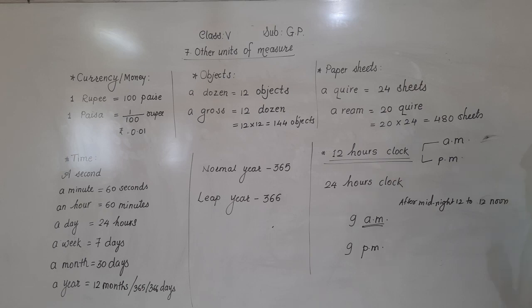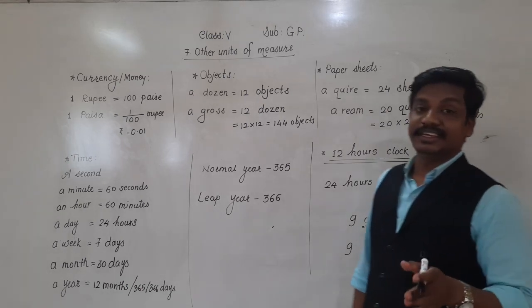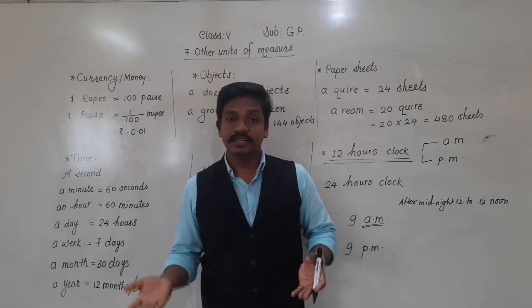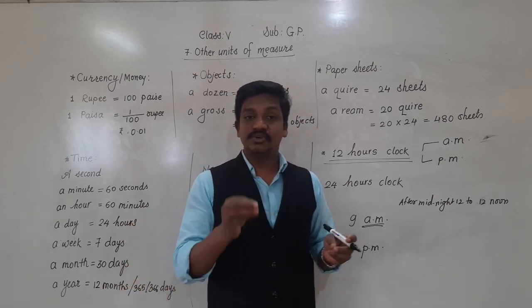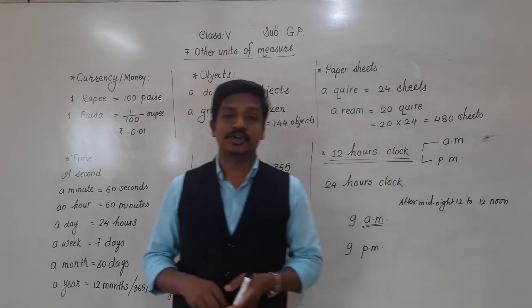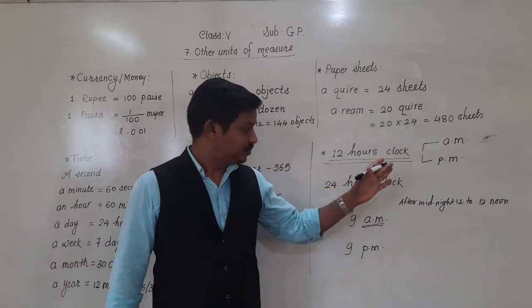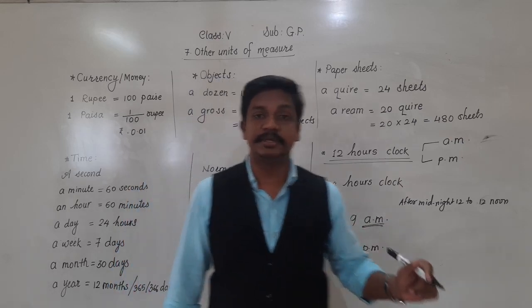So 4 o'clock in the evening, 4 PM. 5 o'clock in the evening, 5 PM. I wake up at 6 o'clock in the morning, and what I say, 6 AM. Okay, so try to understand this AM and PM.